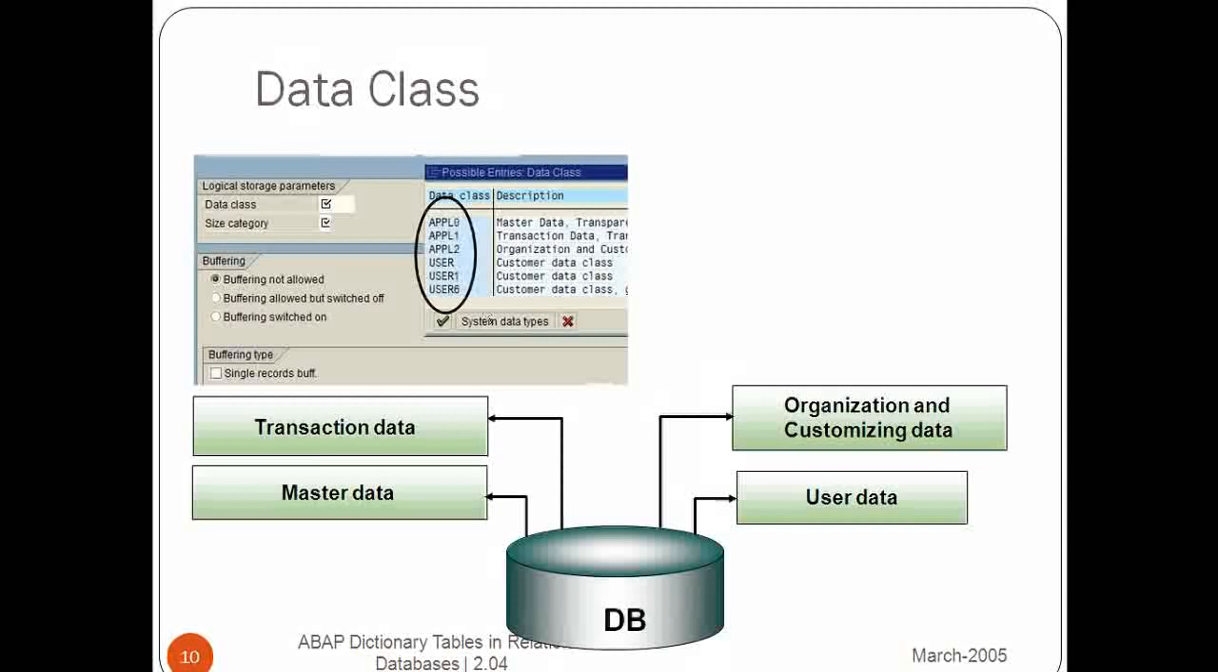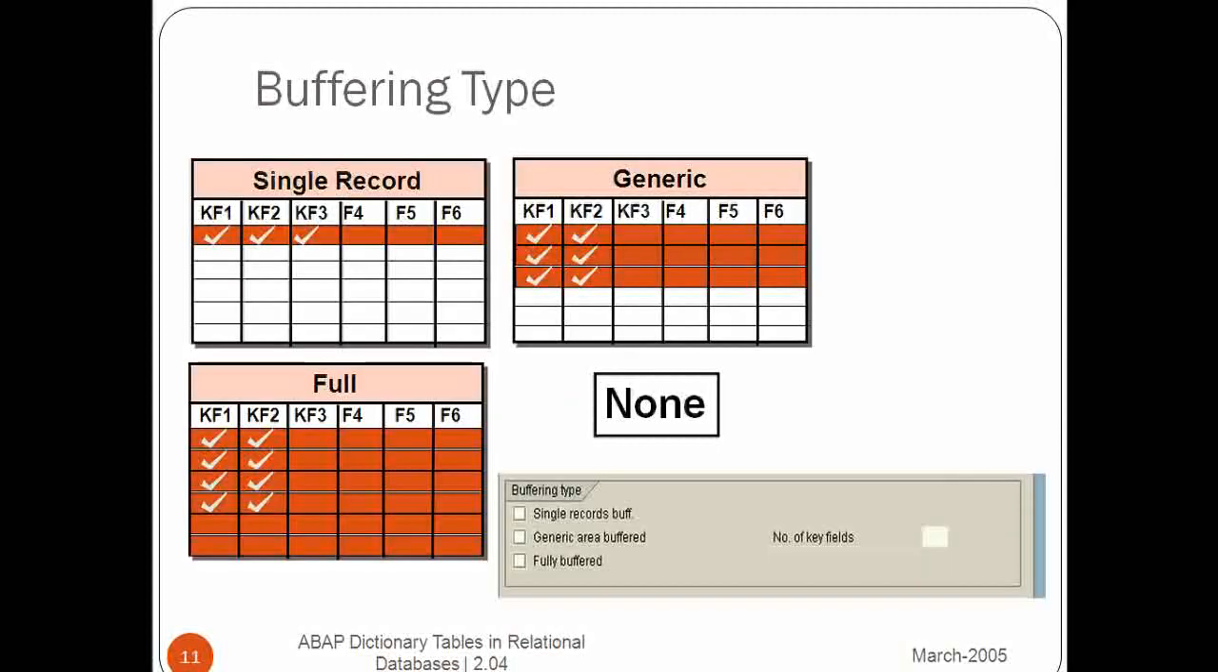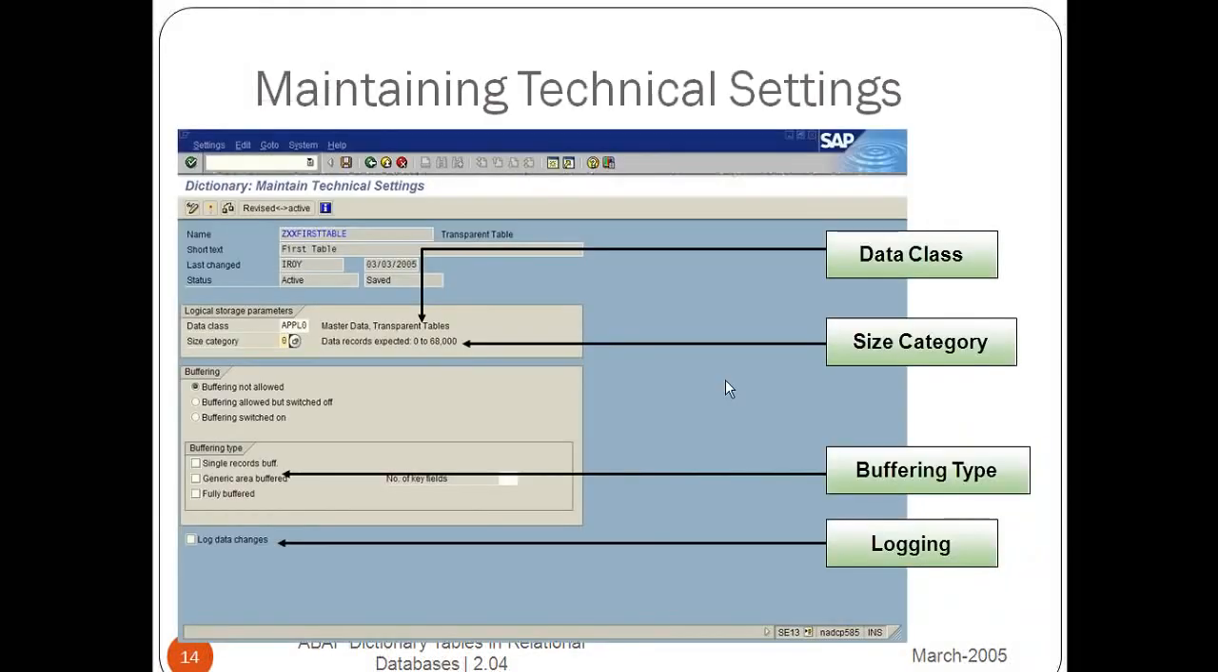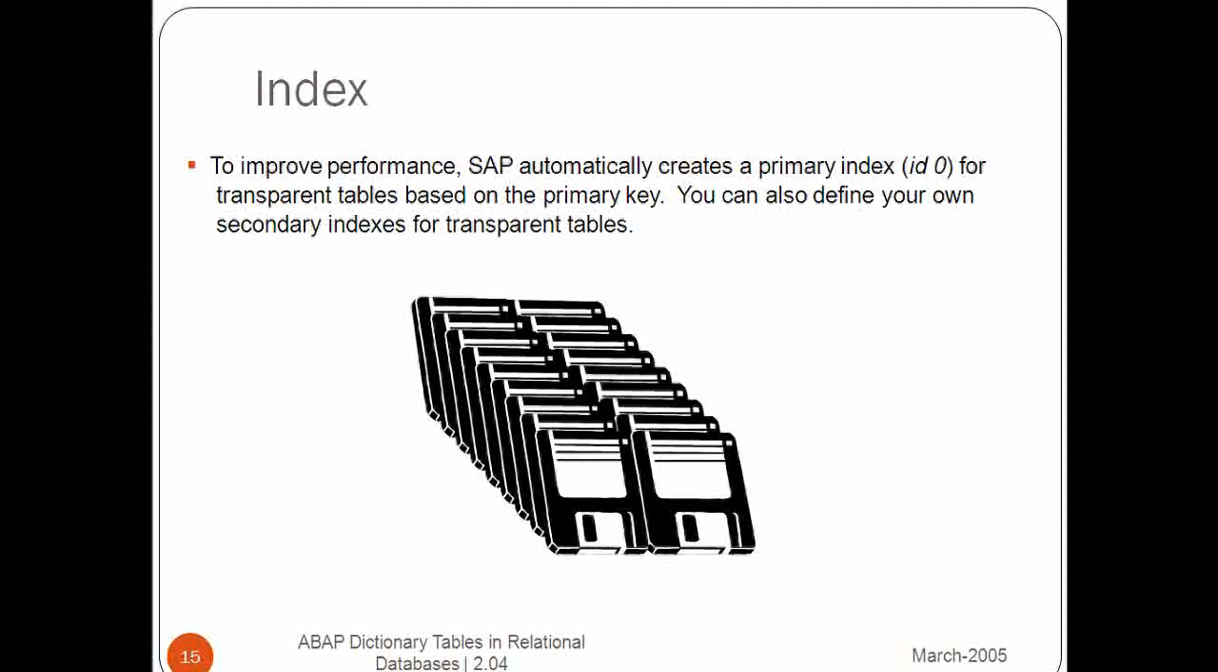Data class shows transaction data, master data, already covered, I will just pass the slides. Size category will tell you how many entries the table could store. Buffering type: single record buffering, generic record buffering, full buffering. Logging: if you tick this button, it will store the details of what changes are going through this table. Maintain the technical settings, you can check that. Database utility was already covered earlier. It's an interface in between the dictionary and the database.